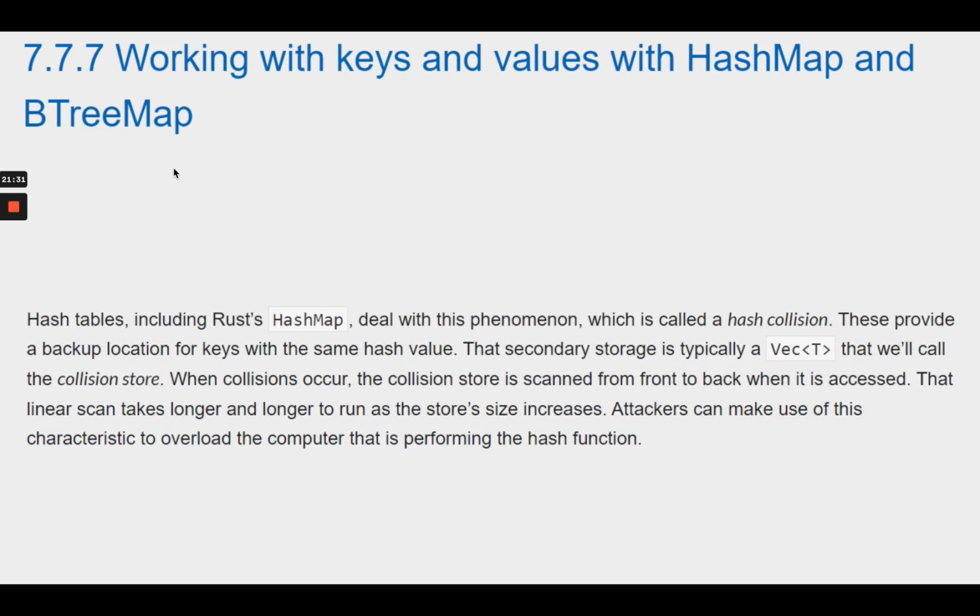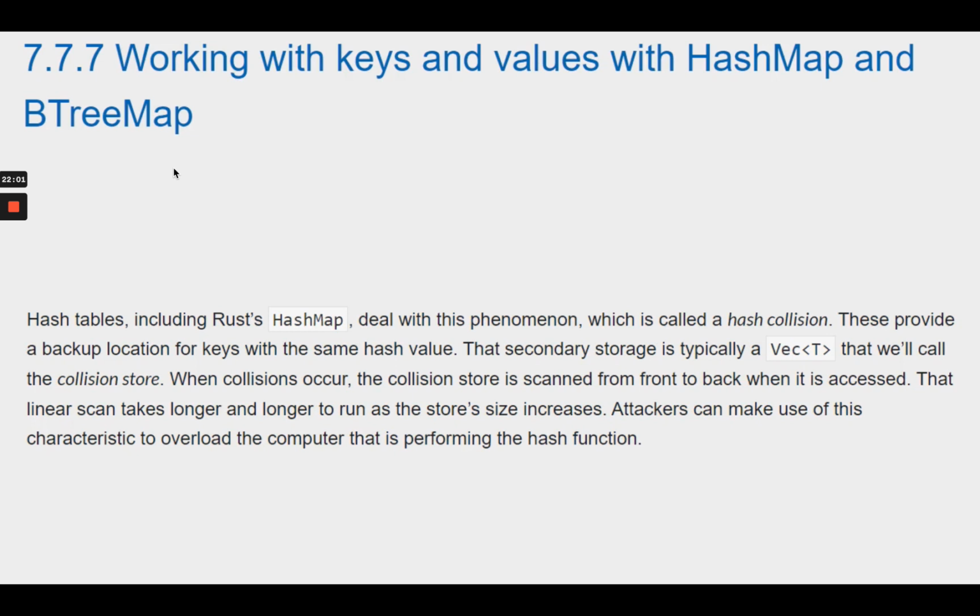Hash tables, including Rust's hash map, deal with this phenomenon, which is called a hash collision. These provide a backup location for keys with the same hash values. That secondary storage is typically a Vec<T> that we'll call the collision store. When collisions occur, the collision store is scanned from front to back when it is accessed. That linear scan takes longer and longer to run as the store's size increases.